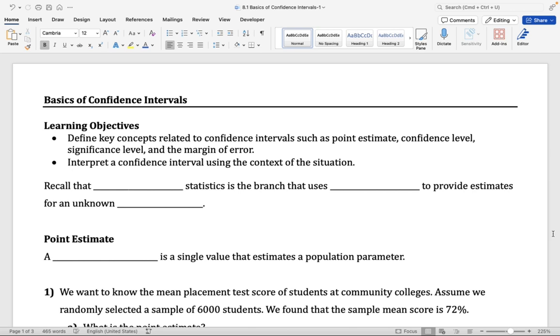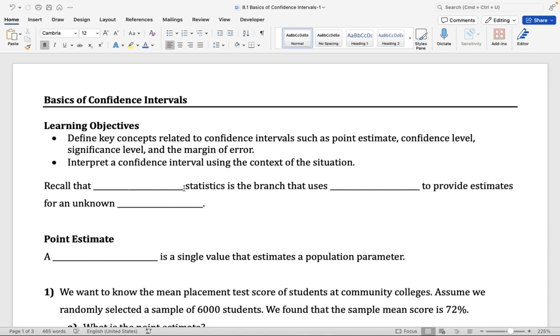Your goal for this lesson is to be able to define key concepts related to confidence intervals, such as point estimate, confidence level, significance level, and margin of error. Another goal for this lesson is to be able to interpret a confidence interval using the context of the situation. So if I give you a confidence interval, can you tell me what it represents? Can you use the context of the situation to explain to someone what the confidence interval is telling us? Let's go ahead and get started.